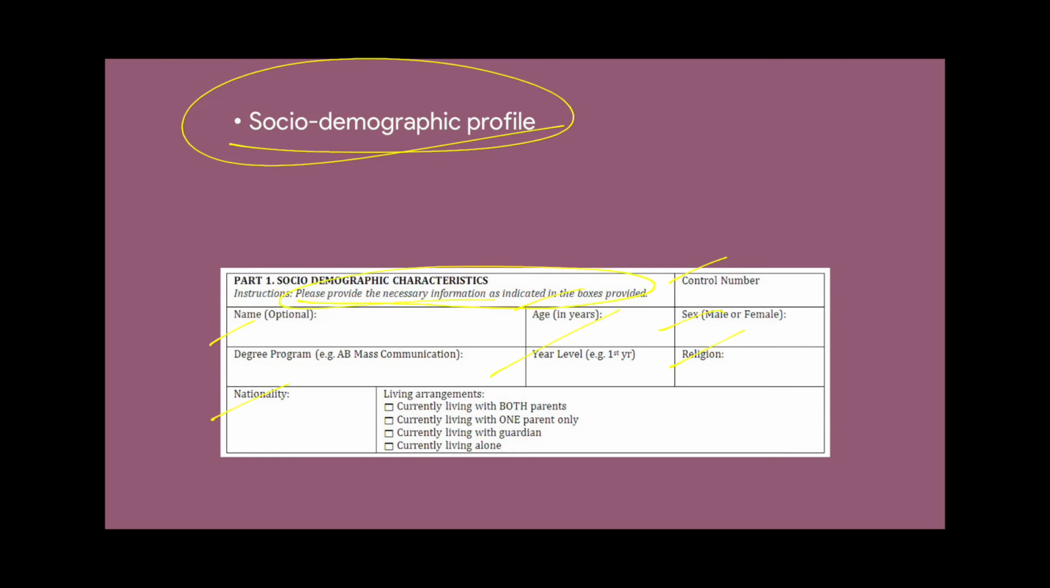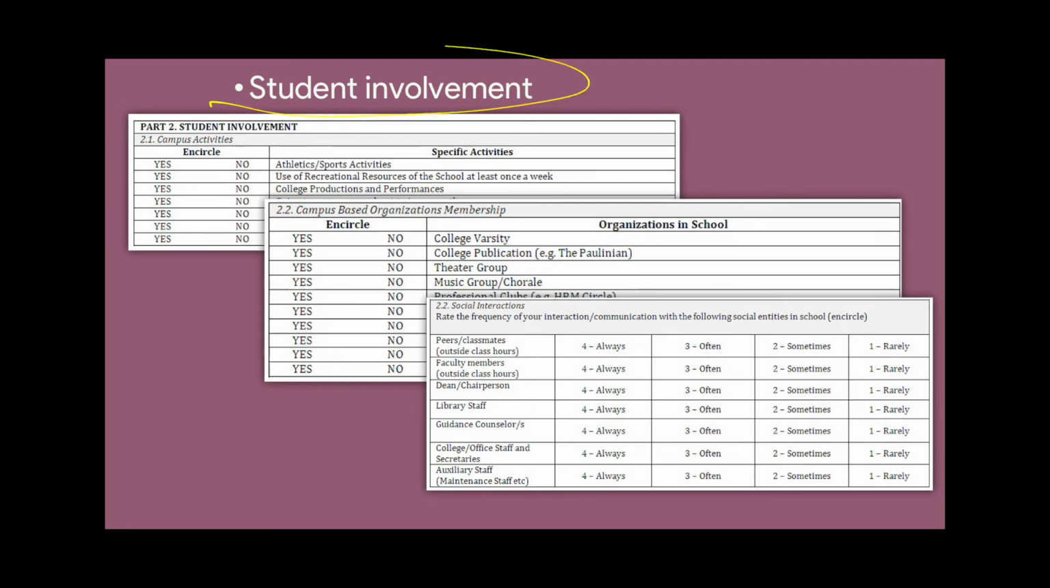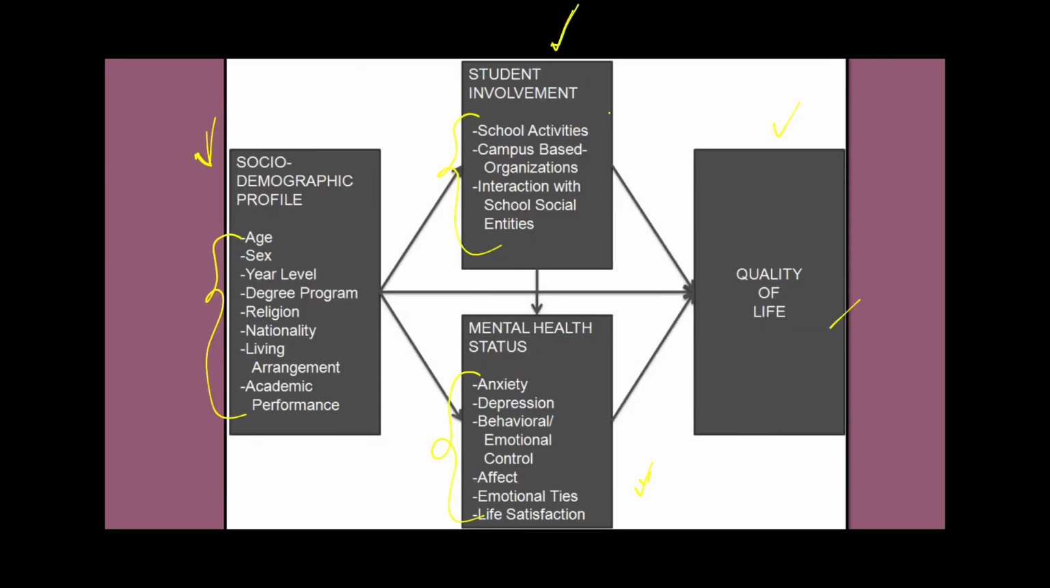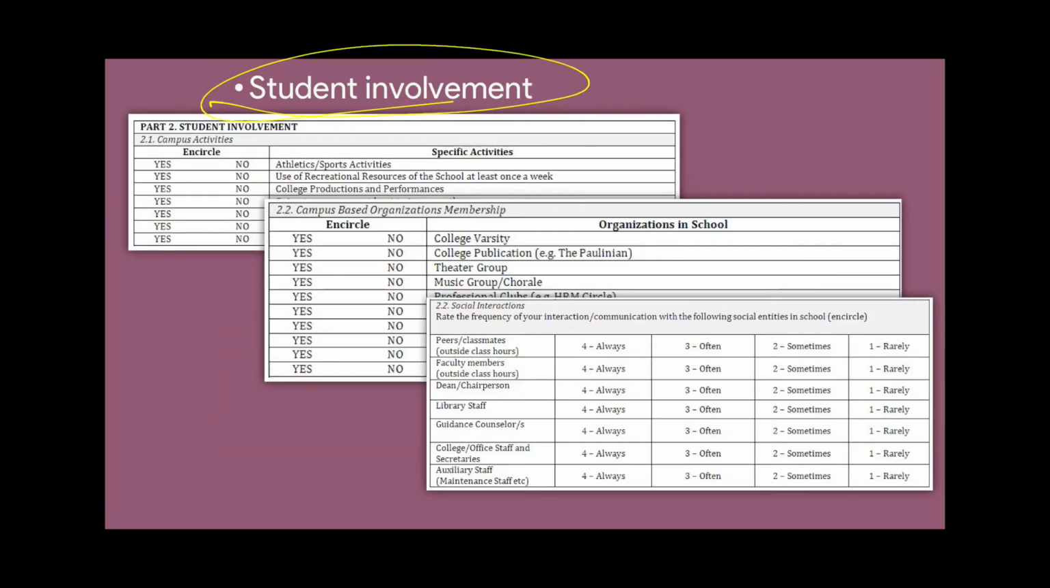So, for student involvement, if you remember, I have 3 domains: campus activities, campus-based organizations and memberships, and social interactions with school social entities. This one is an example of a Likert scale. This one is researcher-made. I made this, and I also made the pretest. I also did expert validation for this.